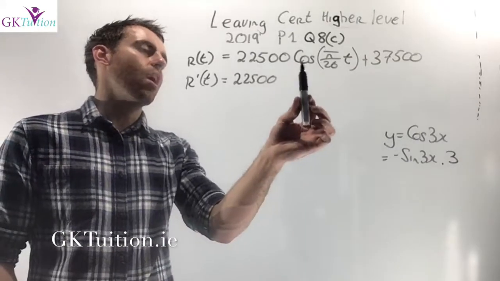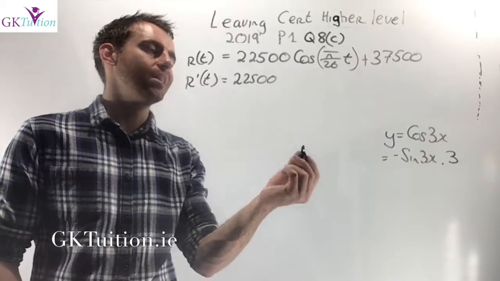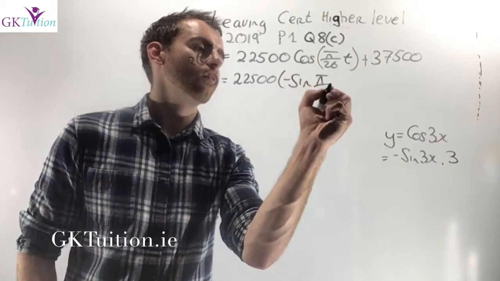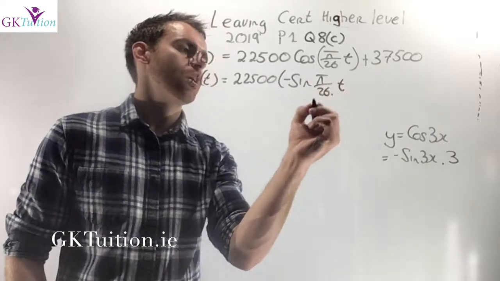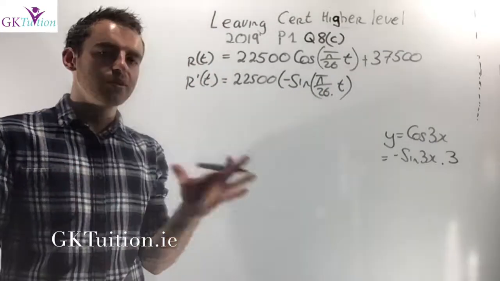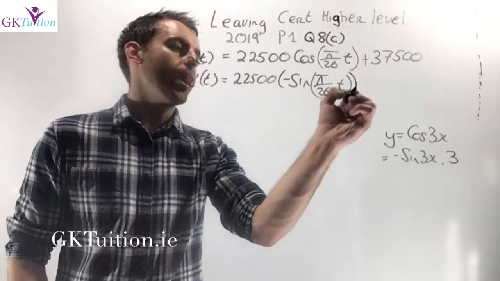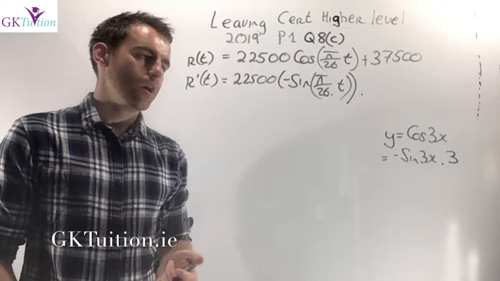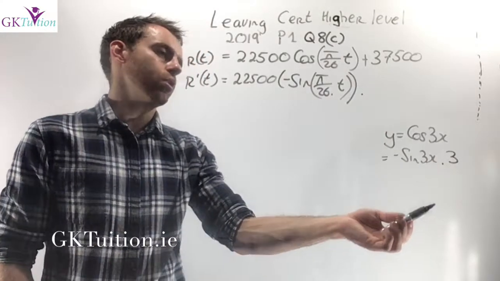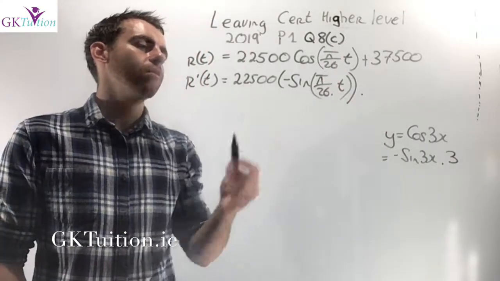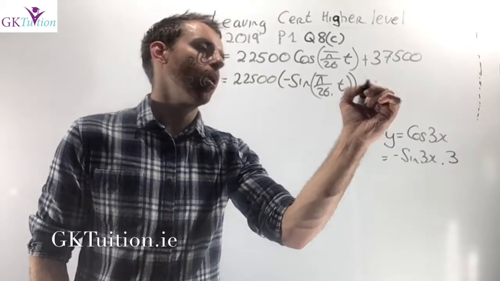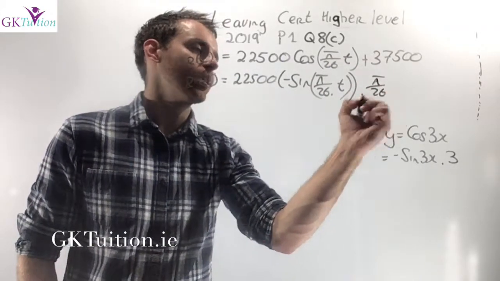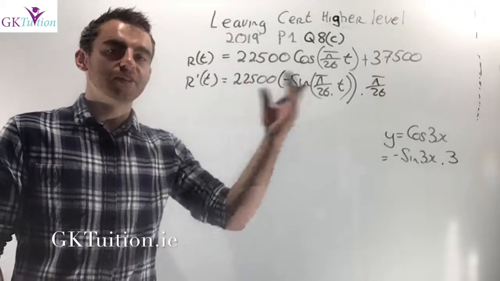The derivative of cos of pi over 26 times t: the cos becomes minus sine of pi over 26 times t, so the angle doesn't change. But then I need to multiply by the derivative of the angle. The derivative of 3x was just 3, so clearly the derivative of pi over 26 times t is just pi over 26. So that's the differentiation part.